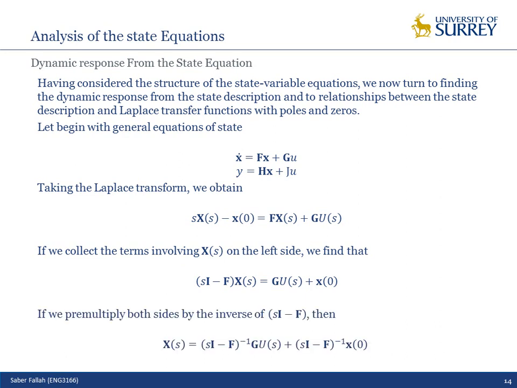If I want to solve it for X(s), I need to multiply by (sI minus F) inverse. So X(s) will be equal to (sI minus F) inverse GU(s) plus (sI minus F) inverse x0. Correct?